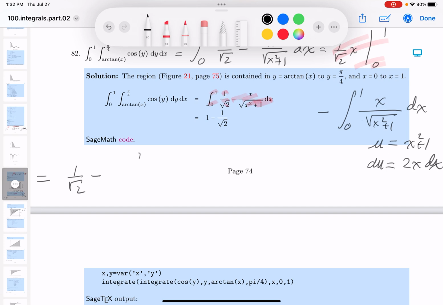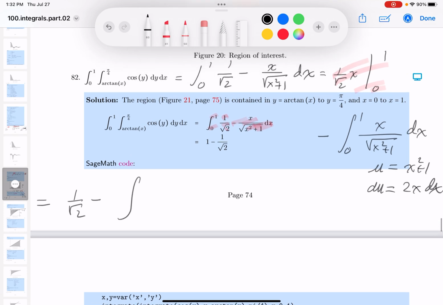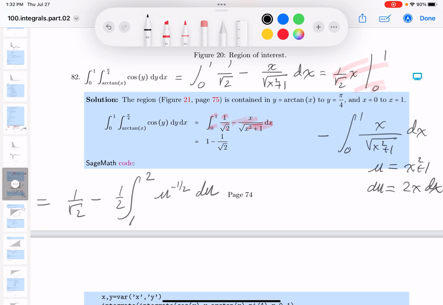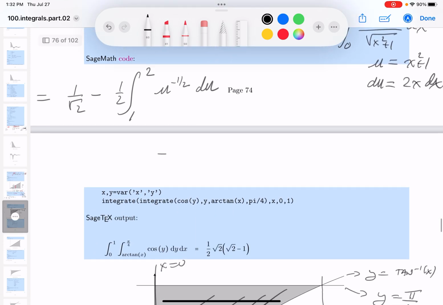I'll do the second integration. I'll write it down for you. When x is 0, u would be 1. And when x is 1, u would be 2. All right, then I get u to the minus 1/2, and x dx is going to be a half of a du. All right, I'm going to keep working through this. We'll look at the key in a moment.